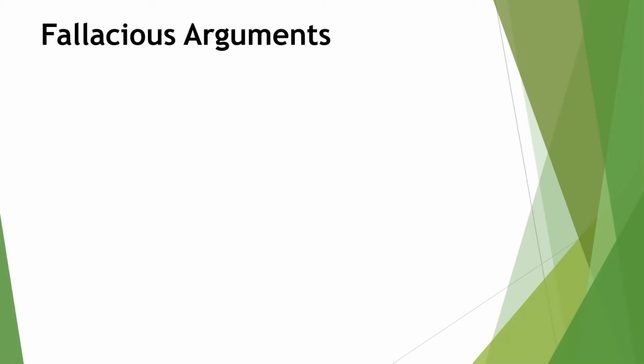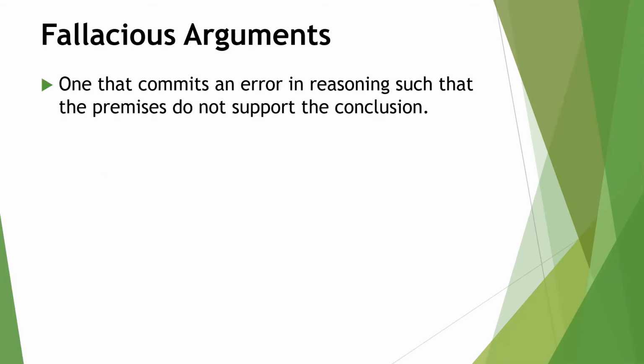Fallacious arguments are, you might call, a third type of argument. So we have deductive, inductive, and then fallacious arguments. And this is an argument that commits an error in reasoning such that the premises do not support the conclusion. So we have deductive, where you have that guaranteed connection with valid deductive arguments. You have strong inductive arguments where the premises give you really good reason to believe the conclusion, but there's that chance the conclusion is false. With a fallacy, a fallacious argument, the premises don't give you reason to believe the conclusion.